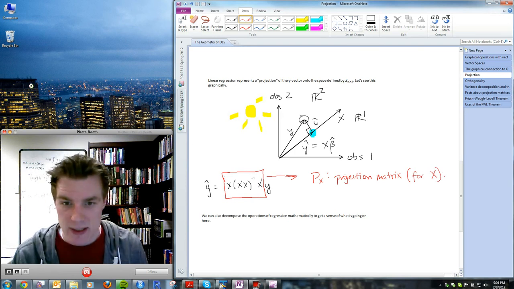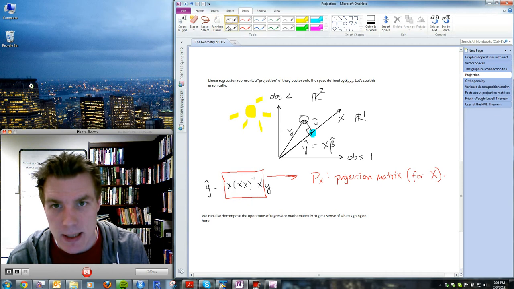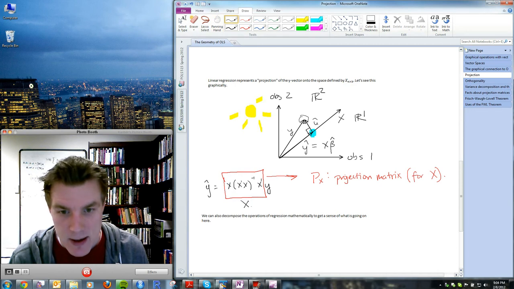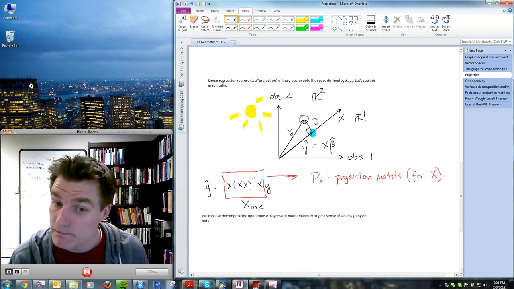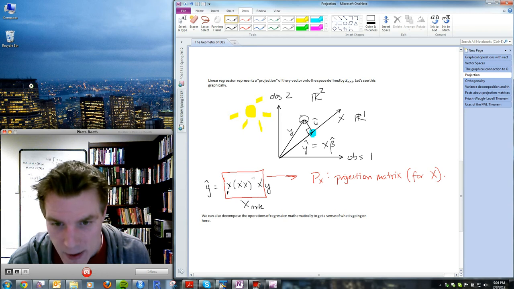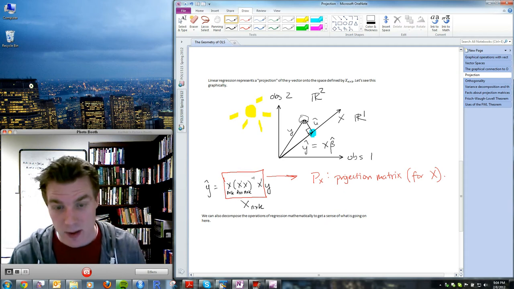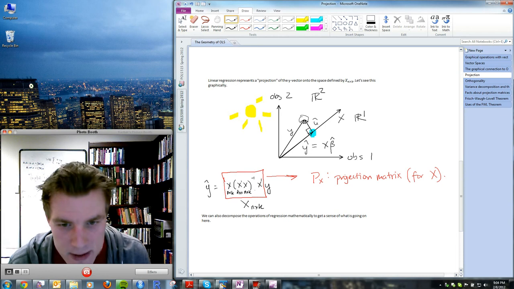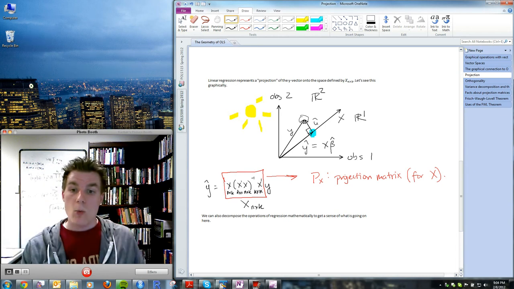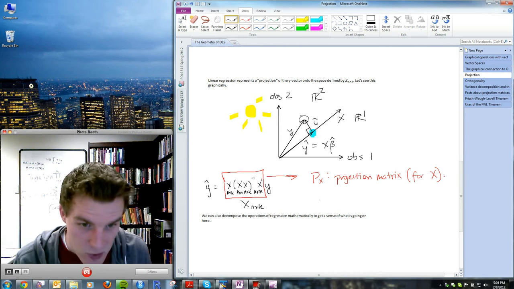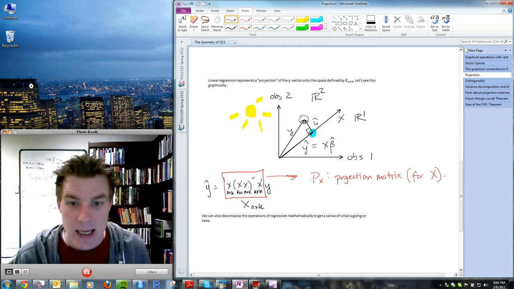What dimension is Px? Well, x is n by k, right? So this is n by k. This is transpose, that's k by n, so that conforms. That's n by k. This whole inverse is going to be also k by k. And then this here is going to be k by n. So this P matrix is n by n.